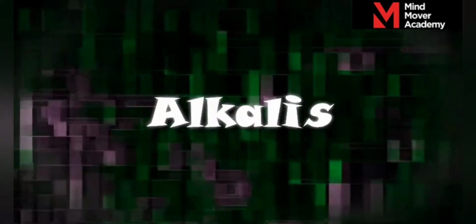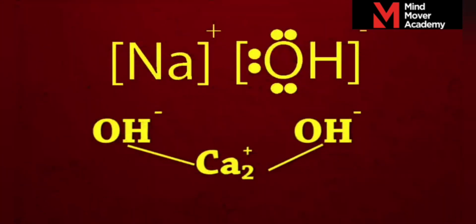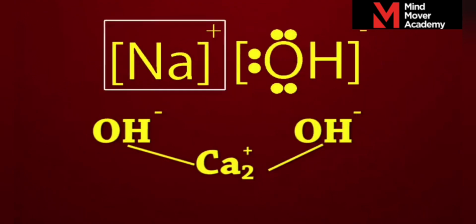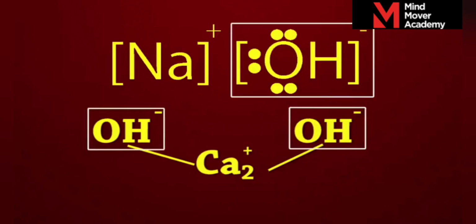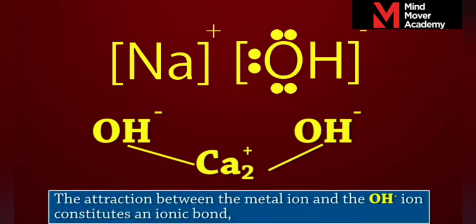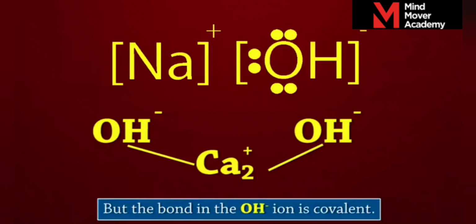Alkalis. Soluble metal hydroxides like NaOH and Ca(OH)2 are alkalis. They contain the metal ions Na+, Ca2+, and OH- ions. The attraction between the metal ion and the OH- ion constitutes an ionic bond. But the bond in the OH- ion is covalent.